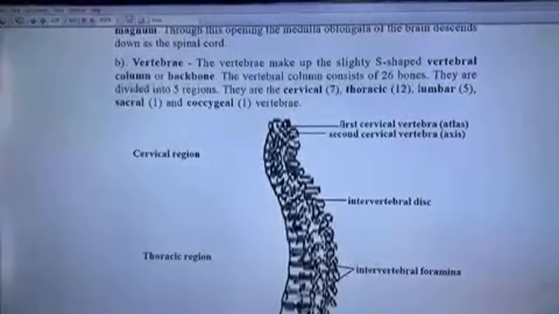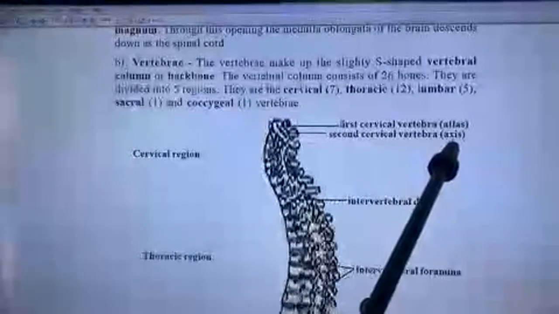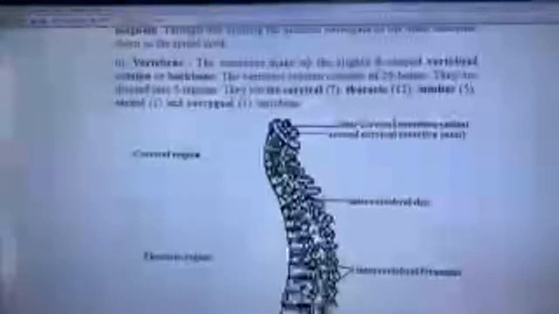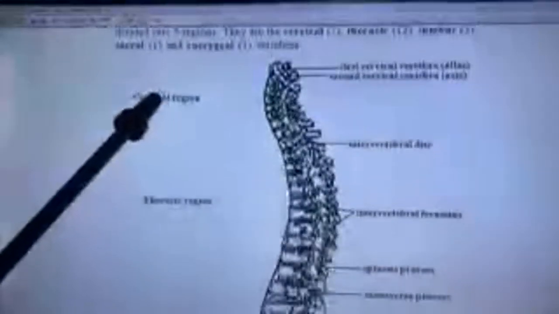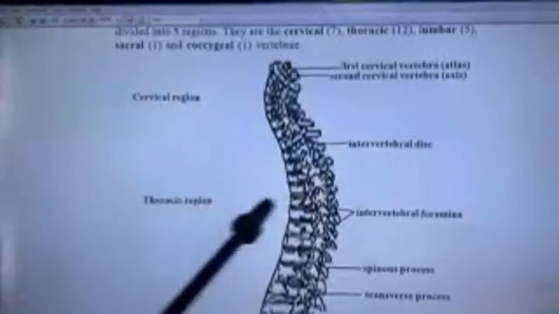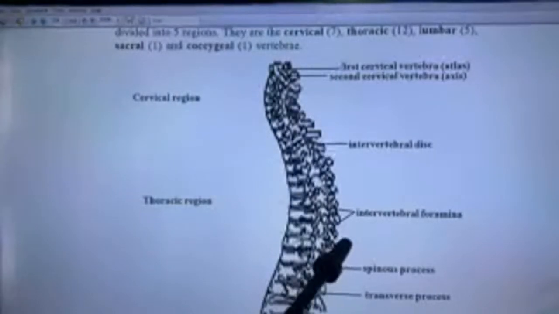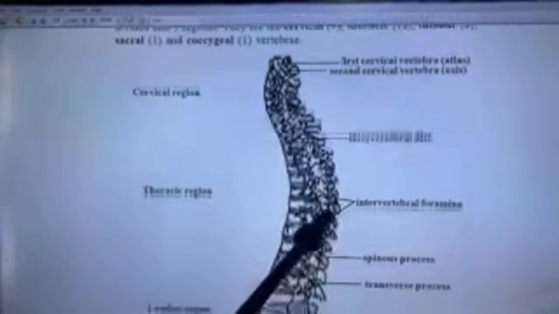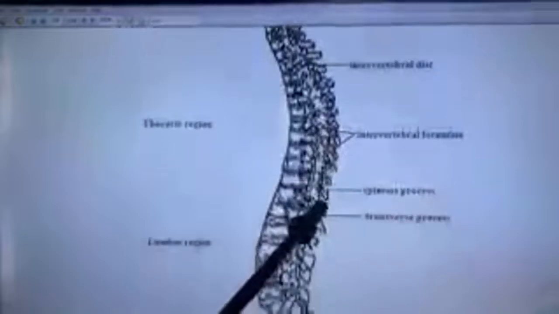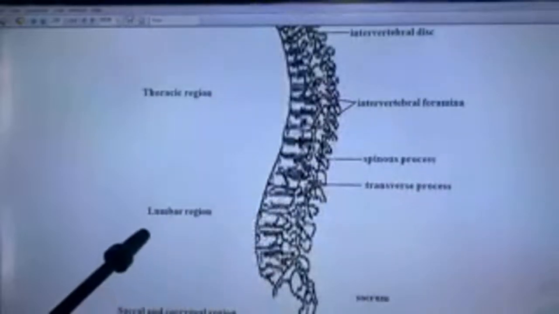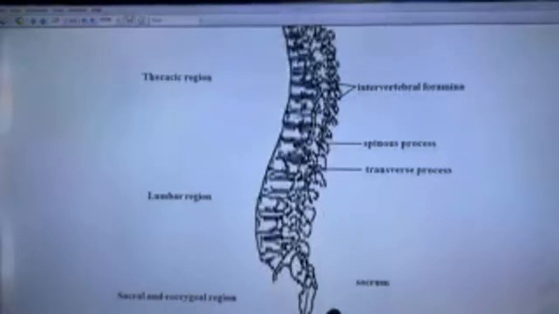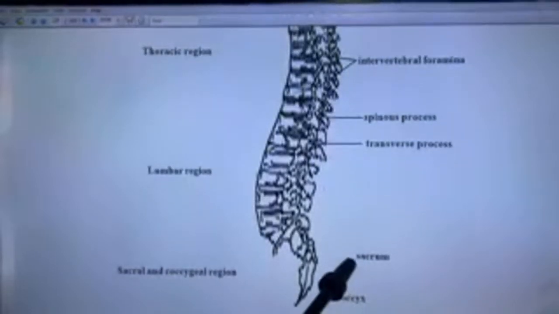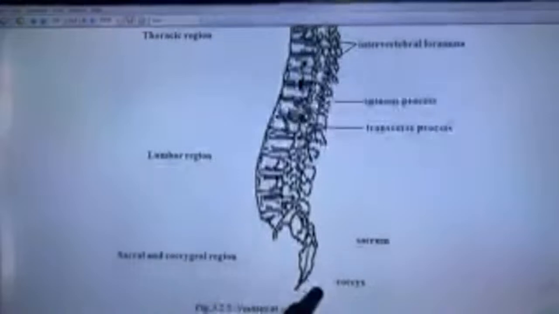First cervical vertebra, atlas. Second cervical vertebra, axis. Cervical region. Intervertebral disc, thoracic region. Intervertebral foramina. Spinous process, transverse process, lumbar region, sacrum. This one is sacrum. Coccyx, tailbone.